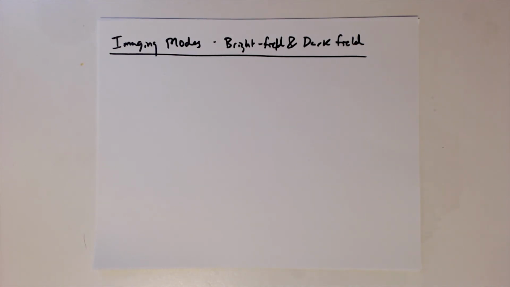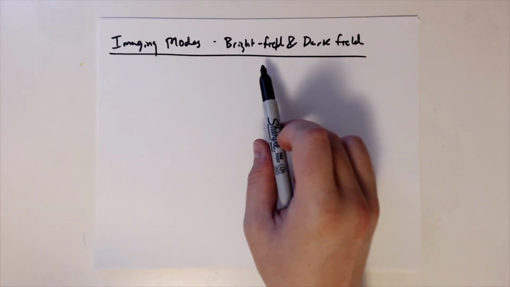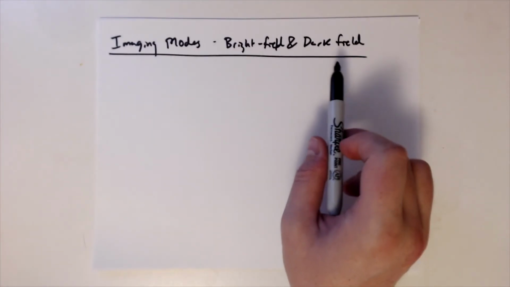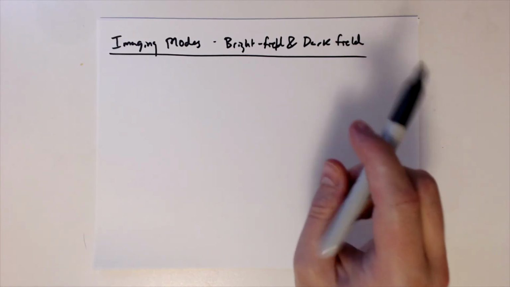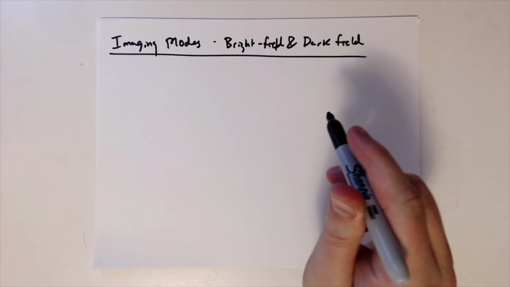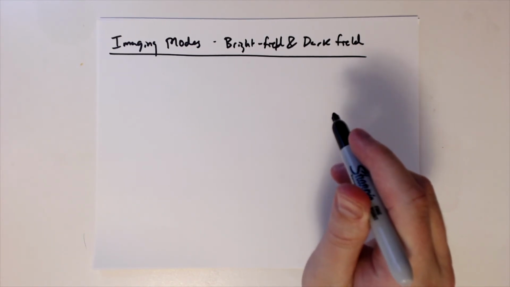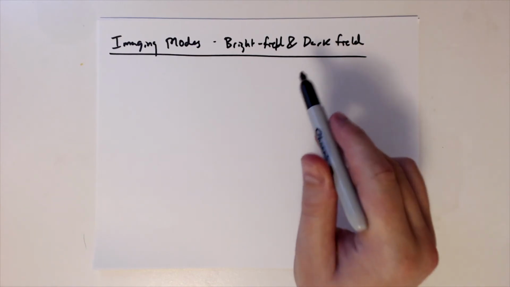All right, in this module, we're going to start with looking at different imaging modes that we have in light microscopy, now that we've learned how to prepare specimens. And we're going to start off by examining the bright field and dark field imaging modes, which are the most commonly used in light microscopy. But let's start with how images are formed and what allows us to use these different modes.